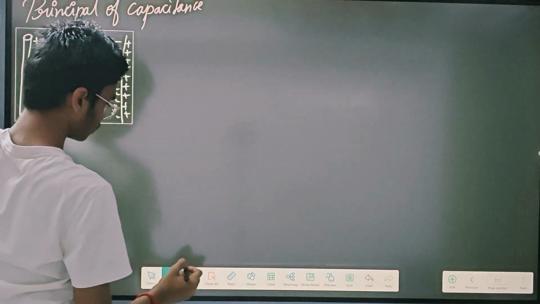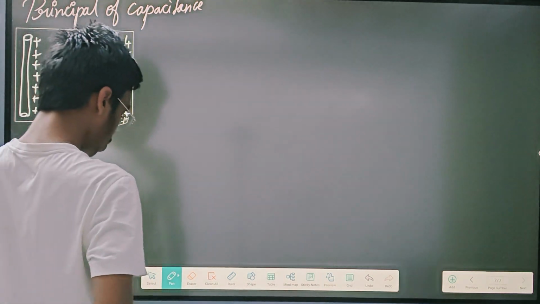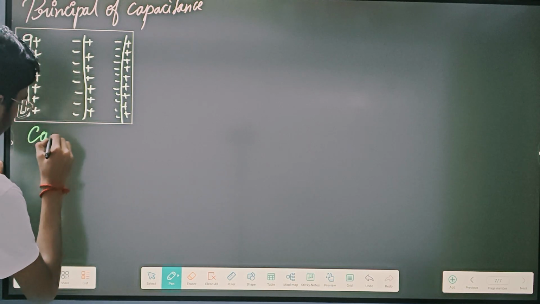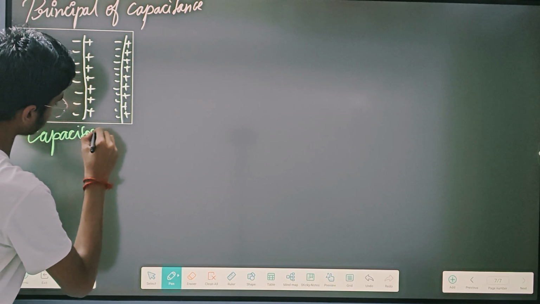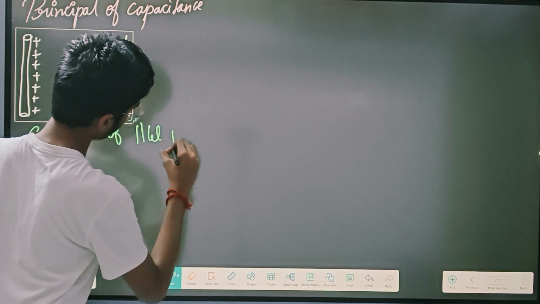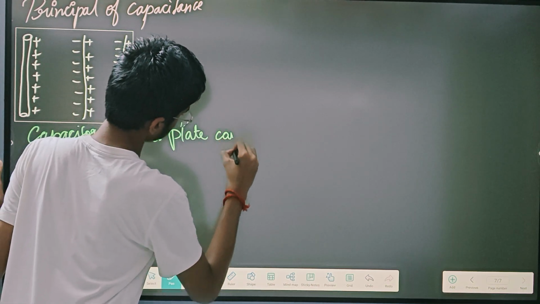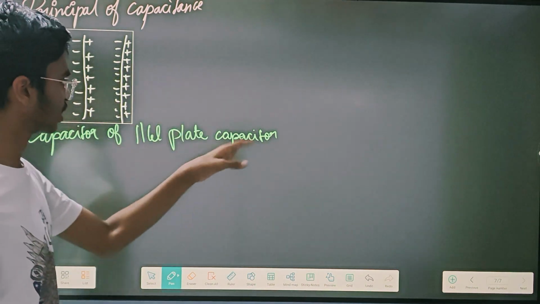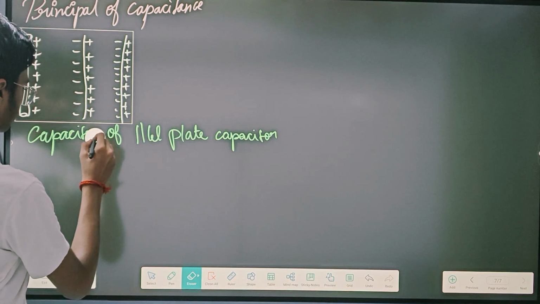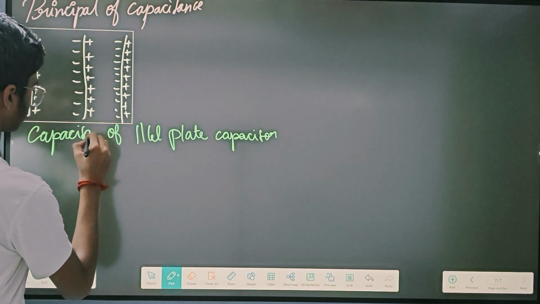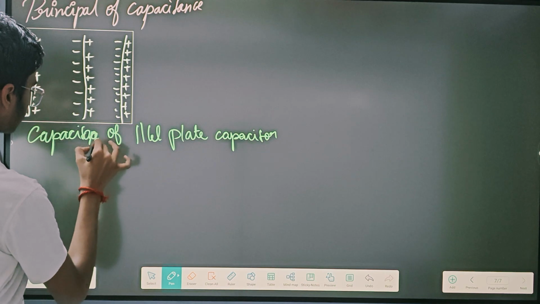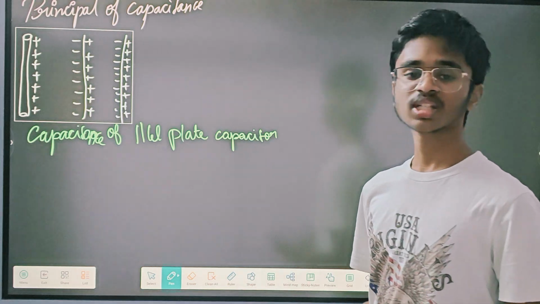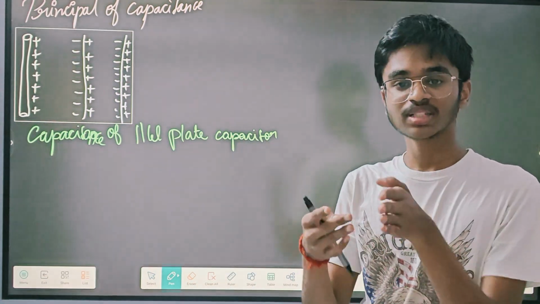Just give me some time. Okay, so the first subtopic is going to be capacitance of parallel plate capacitor. What is the difference between capacitor and capacitance? The capacitance of a parallel plate capacitor. Capacitance is a nature, whereas capacitor is the material.